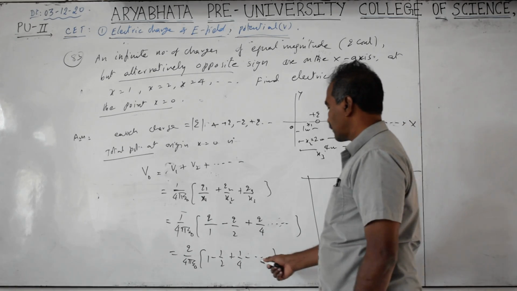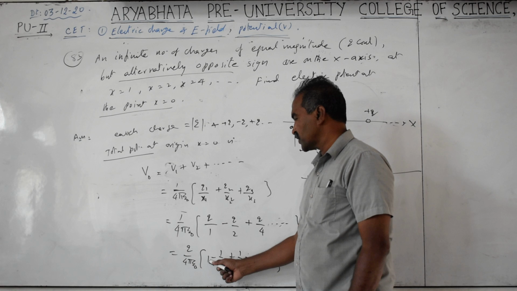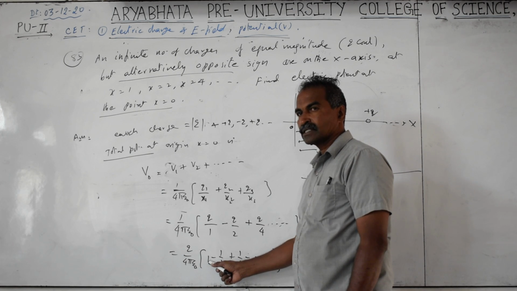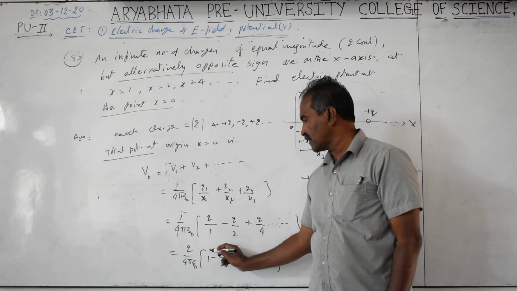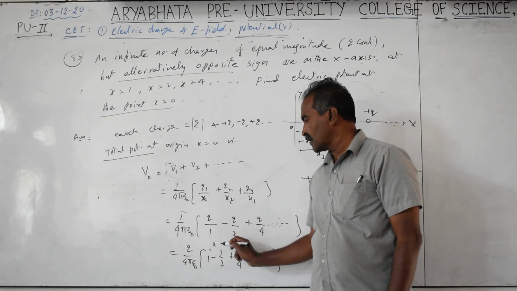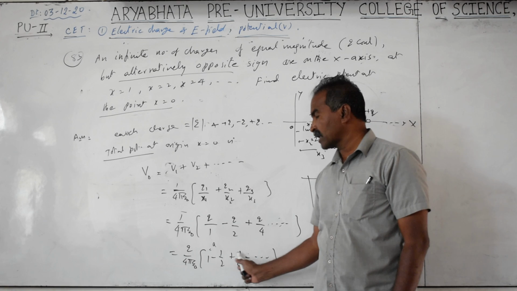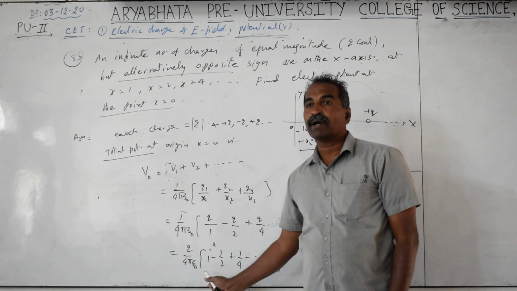So this term, summation to infinity. The formula for summation to infinity is S infinity equal to a by 1 minus r. A is the first term, so this is going to be a. And the common ratio r is equal to the second term by first term: 1 by 4 by minus 1 by 2.